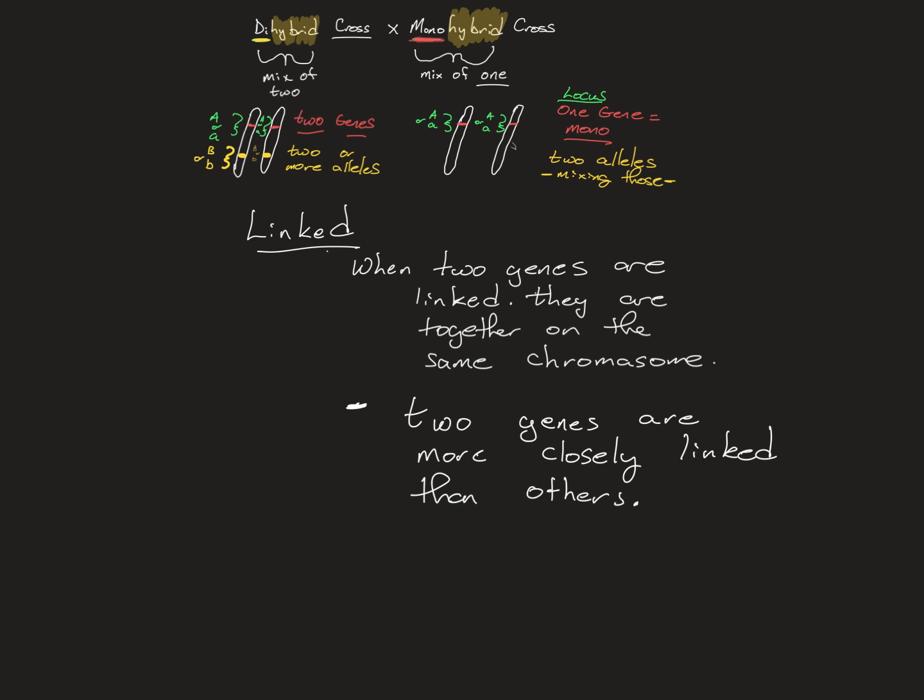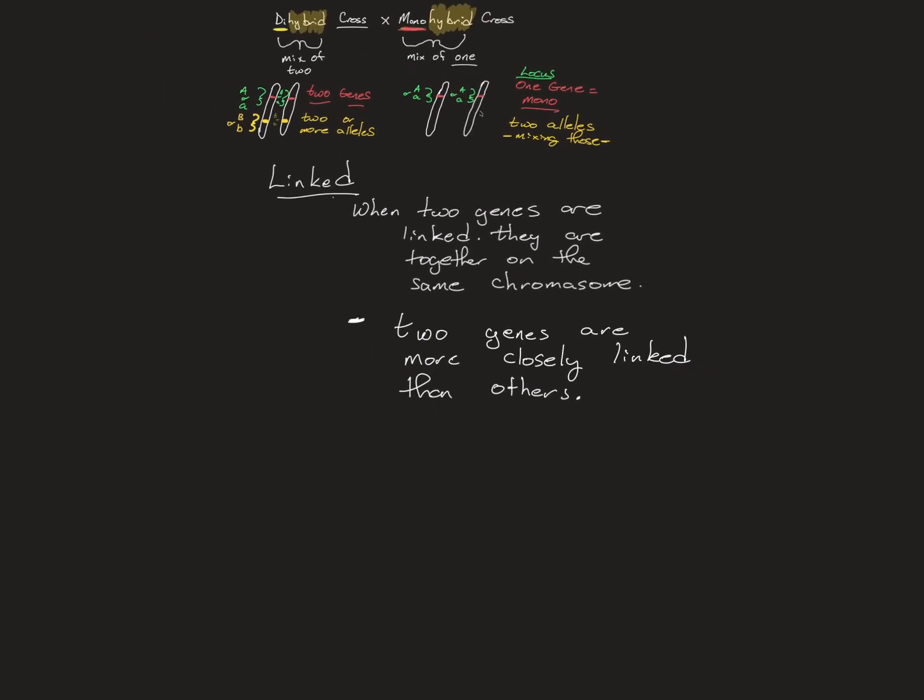So the closer they are, the more closely the two genes are linked. That means the answer is they are closer together. Does that make sense to you?